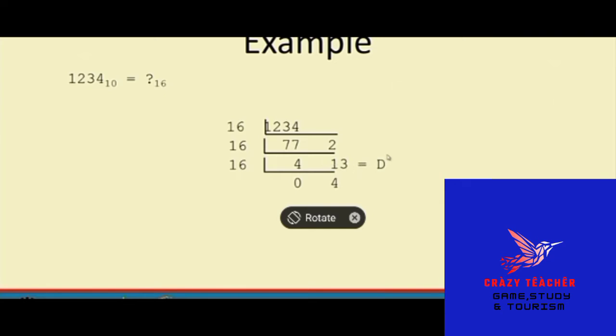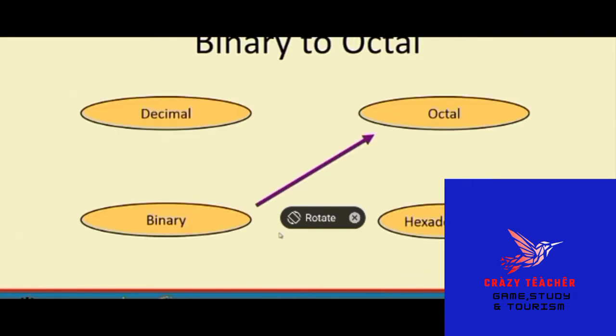Divide by 16, so the remainder is 2. Then divide by 16 again, the remainder is 13, and the corresponding hexadecimal symbol for 13 is D. So this is the integer value, and this is the hexadecimal symbol corresponding to that. Then 4 divided by 16, the remainder is 4. So the number that you get is 4D2. This way we can convert a decimal number to hexadecimal numbers.